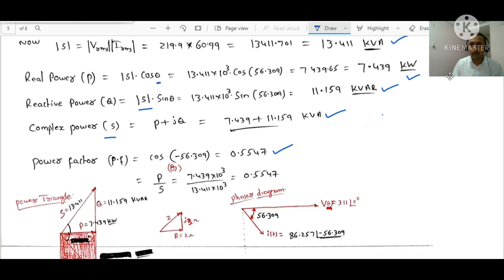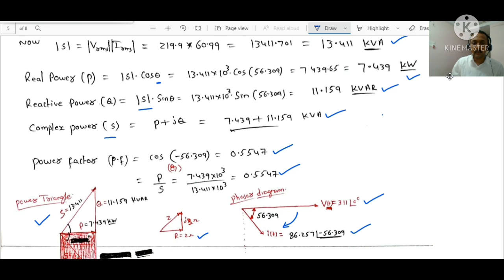Or another definition we have also seen: capital P divided by capital S. This is the power factor. Now, if you observe the phasor diagram, V is 311 at an angle 0. Current is 86.257 at an angle minus 56.309. It is rotated in which direction? Clockwise, minus 56.309. This is the phasor diagram of the voltage and current. This is the power triangle, PQ. S is the square root of P square plus Q square.